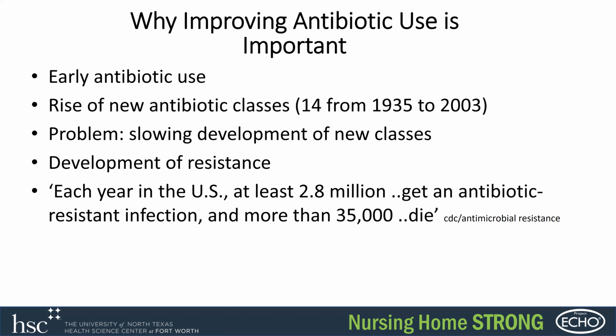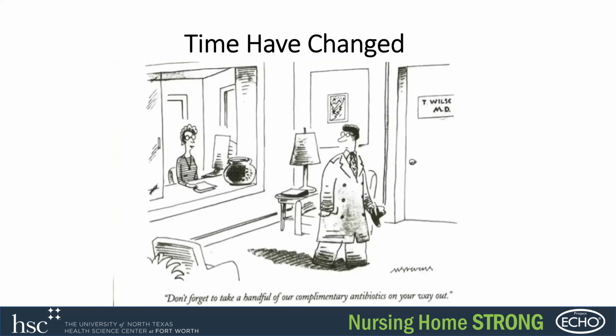The problems that we have are a slowing development of new classes of antibiotics, combined with a really important development of resistance to the antibiotics that we have. In fact, the CDC says each year about 2.8 million get an antibiotic resistant infection, and more than 35,000 die every year. We'll go to the next slide.